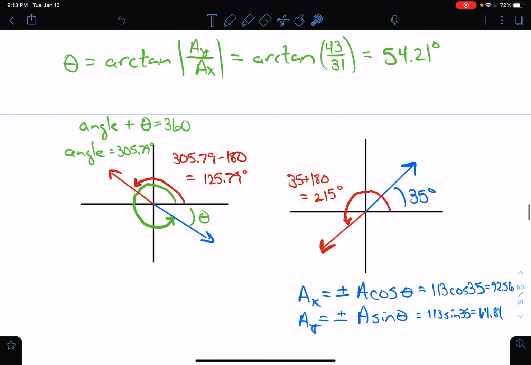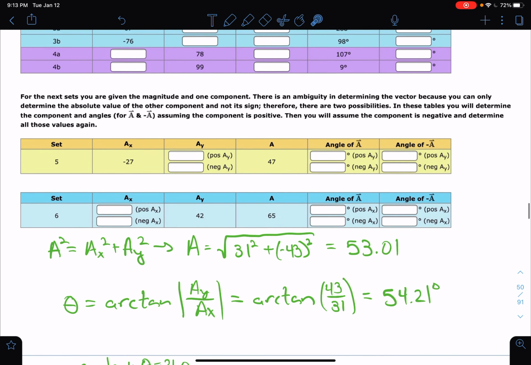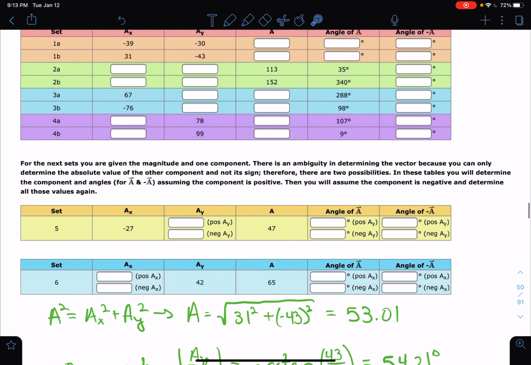Okay, the last thing that I want to talk about is sets 5 and 6. Now, as I already mentioned, here you're given a component and a magnitude in these two sets. You're given a component and a magnitude.